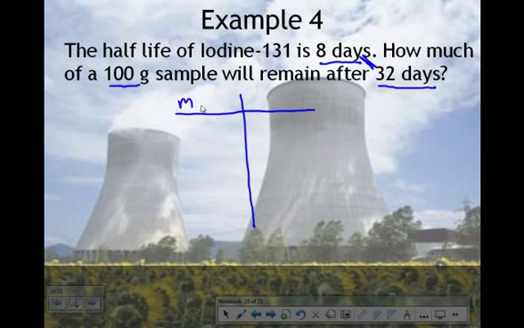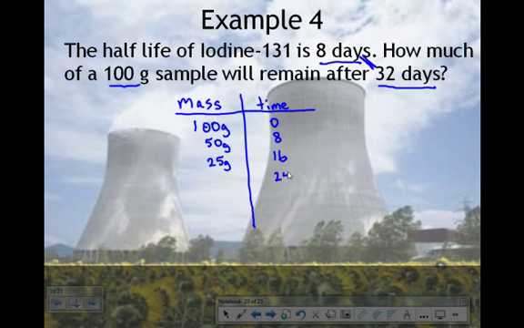And we're going to make a chart. My initial mass was 100 grams at a time of 0 days. So on day 0, I had 100 grams of my sample. And after 8 days, how much did I have left? 8 days is my half-life, so I had only 50 grams left after 8 days. And then 8 days more go by, and my amount drops by half again. So now I have only 25 grams left.